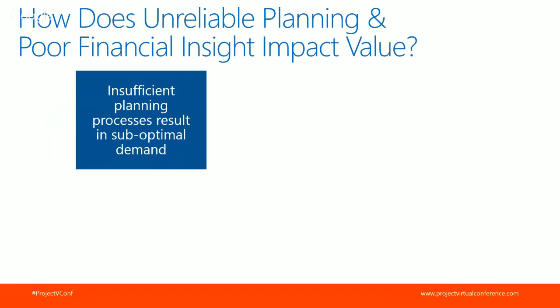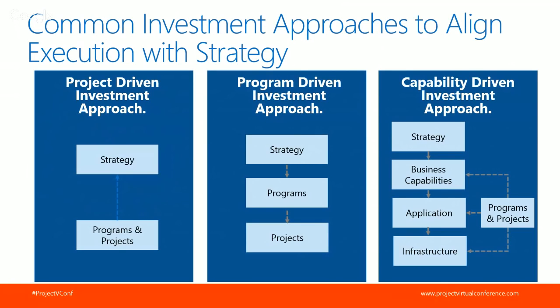The first is insufficient planning processes that can result in suboptimal demand. All too often, organizations don't have a strong enough top-down planning technique to really ensure they are selecting the right initiatives or projects before moving in to executing them. We work a lot with companies in designing top-down planning techniques that help them better align execution with strategy. And what I found is that there are sort of 3 common approaches that organizations use: project-driven, program-driven, and capability-driven.